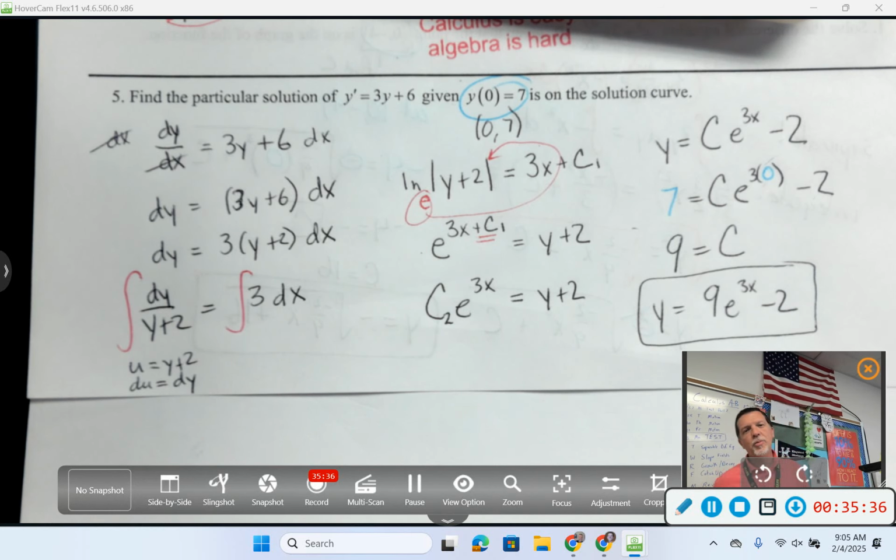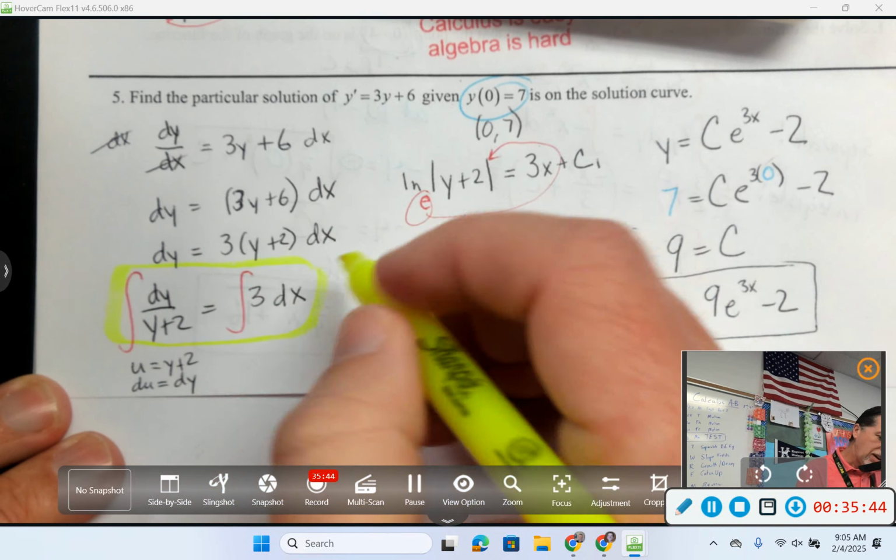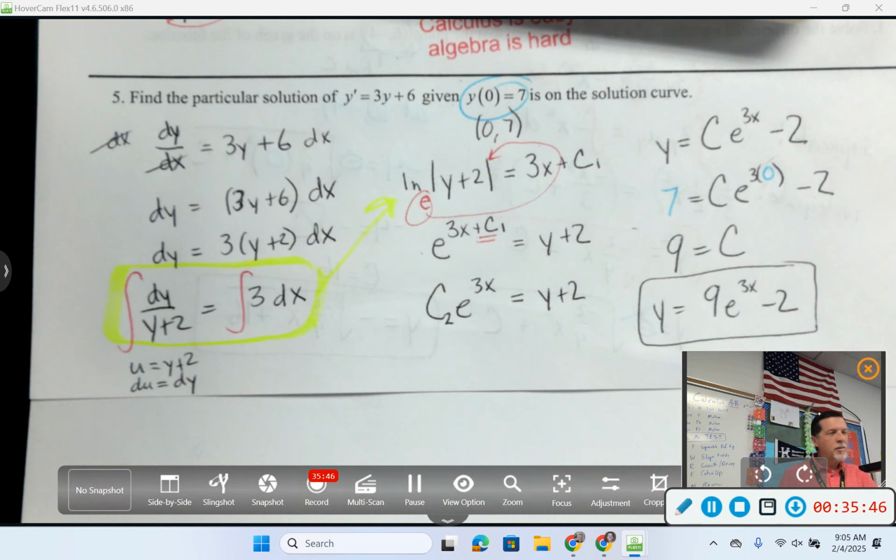A whole lot of algebra, a little bit of calculus. Each of these problems has like one calculus step. Take the antiderivative of both sides. Everything else is algebra, algebra, algebra, algebra, algebra. Yes. Questions?